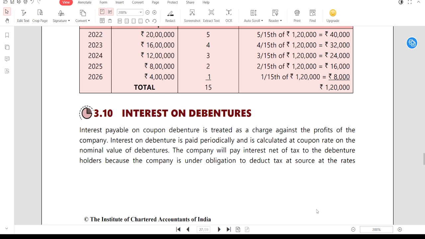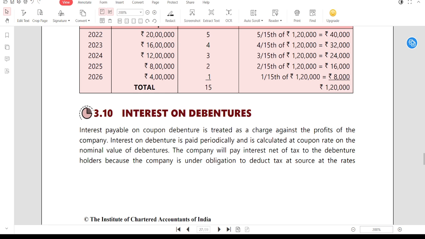So interest is to be paid at a coupon rate, which is given in the particular debenture prospectus. So the coupon rate is important for determining the interest rate. What is the coupon rate, sir? Coupon rate is nothing but the amount of interest or the percentage that we have to pay as interest on such debenture. So it is called coupon rate. And the interest should be adjusted against the profit. That is quite important. Interest should be adjusted against the profit.